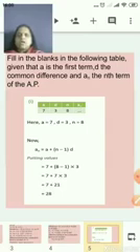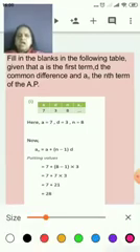Now let us continue. Exercise 5.2, question number 1. Fill in the blanks in the following table. Given that A is the first term, D is the common difference and AN is the nth term of the AP. In this table, out of these four values A, D, N and AN, if they have given any three values, how to find the fourth value? The simple thing is that we use the same formula: AN equals A plus N minus 1 into D.